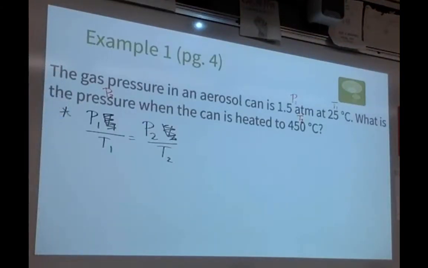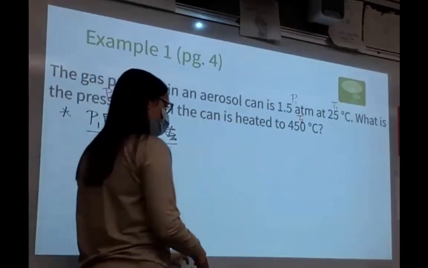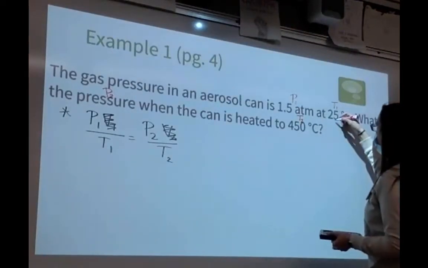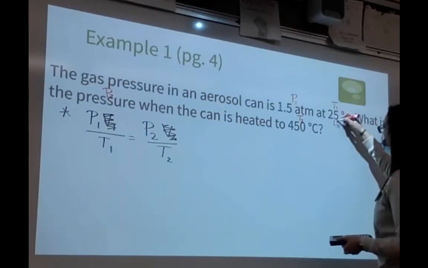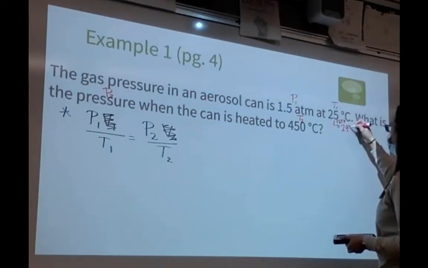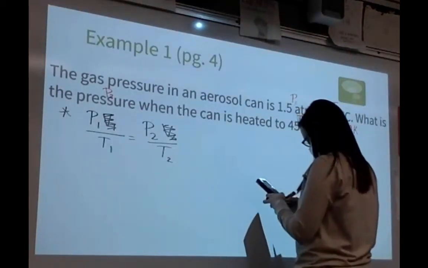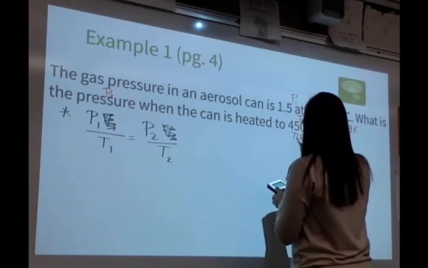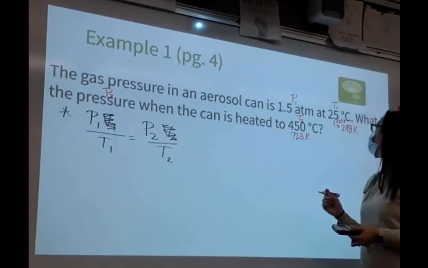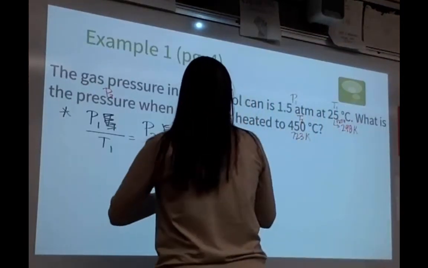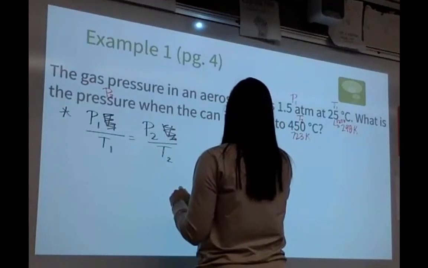Before I plug any variables in, if you are given temperature, make sure it is in Kelvin before you even plug it in. Temperature has to be in Kelvin. You need absolute temperature, so add 273. So it's 298 Kelvin and 723 Kelvin. Temperatures have to be in Kelvin. So then I'll plug everything in. So 1.5 ATM is P1.